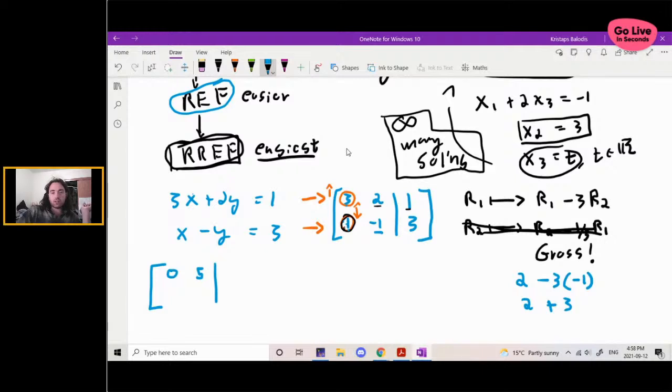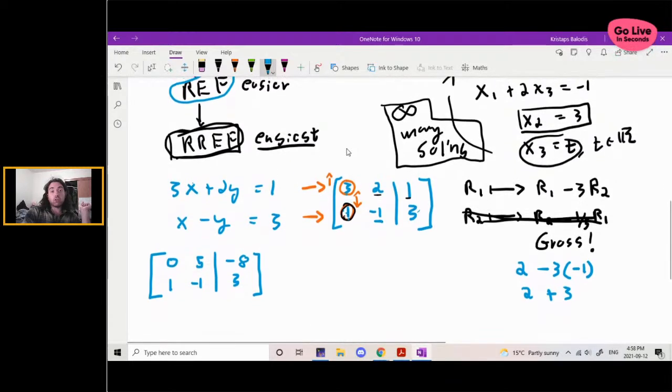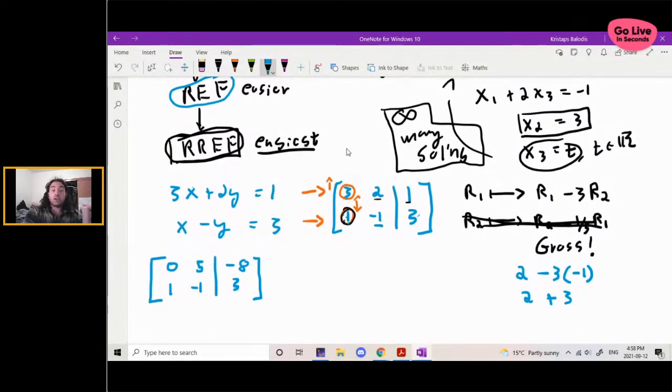And then I have 1 minus, so 3 times 3 is 9. So 1 minus 9 is going to be minus 8. Now the bottom row is the same, right? We're not doing any row operations to it this time. Okay, great. So is this in reduced row echelon form yet?